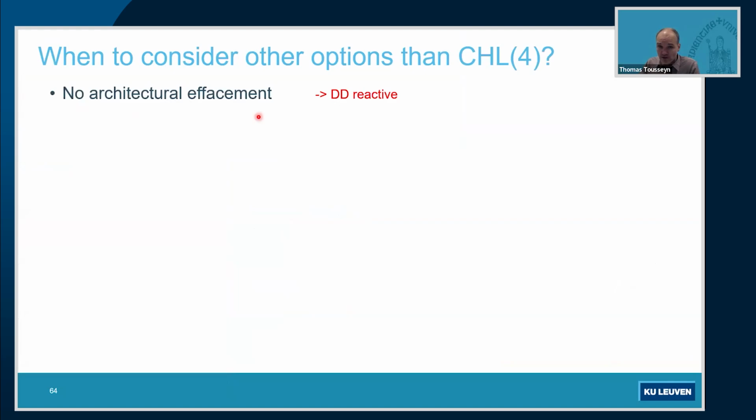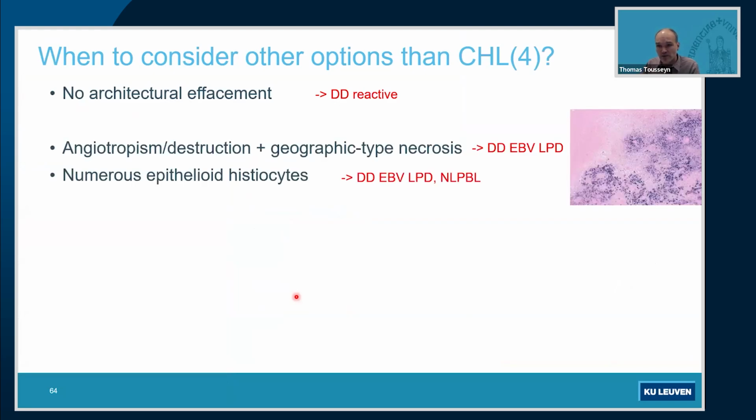And then lastly, other clues to consider, other options than Hodgkin lymphoma. If there is no architectural effacement at all, in nearly every reactive lymph node you find CD30 positive cells, and they will be mainly B cells, but consider reactive lesions if there's no architectural effacement. If you see EBV positive lesions, and you see Reed-Sternberg cells, but you also see angiotropism, angiodestruction, the geographic type necrosis, rather consider it to be an EBV positive lymphoproliferation, also if there are numerous epithelioid histiocytes present.